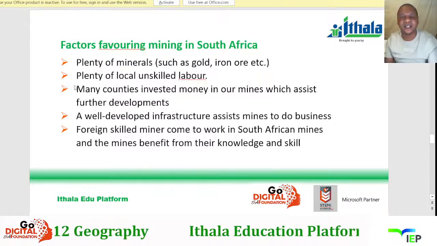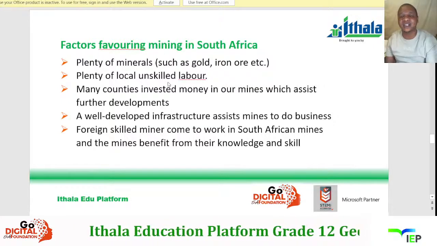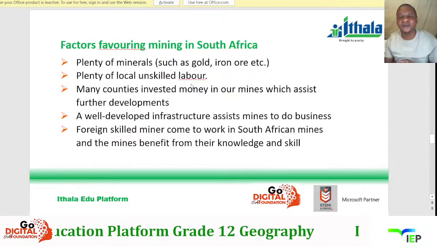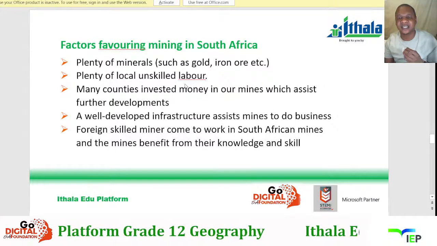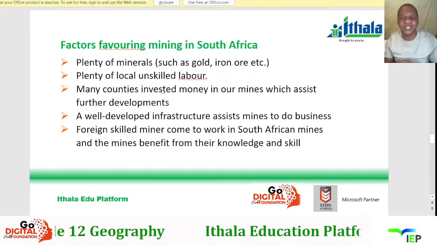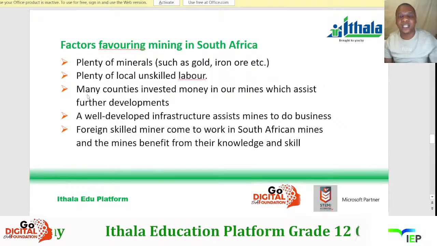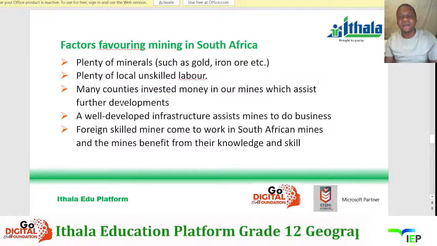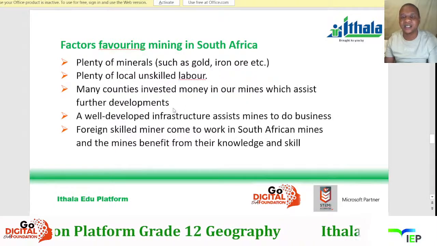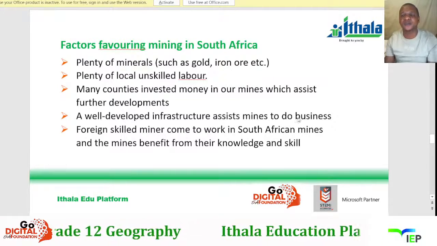Another factor will be we have plenty of local unskilled labor in South Africa. So for them to go underground there, you need these unskilled laborers for us to actually extract whatever we want to extract lapayana from those mines. So we have plenty of local unskilled labor. We don't need to go overseas and get those unskilled. And then also another factor that favors mining in South Africa, many countries invested money in our mines, which assist further development. And then also we have a well-developed infrastructure which will assist mines to do business.